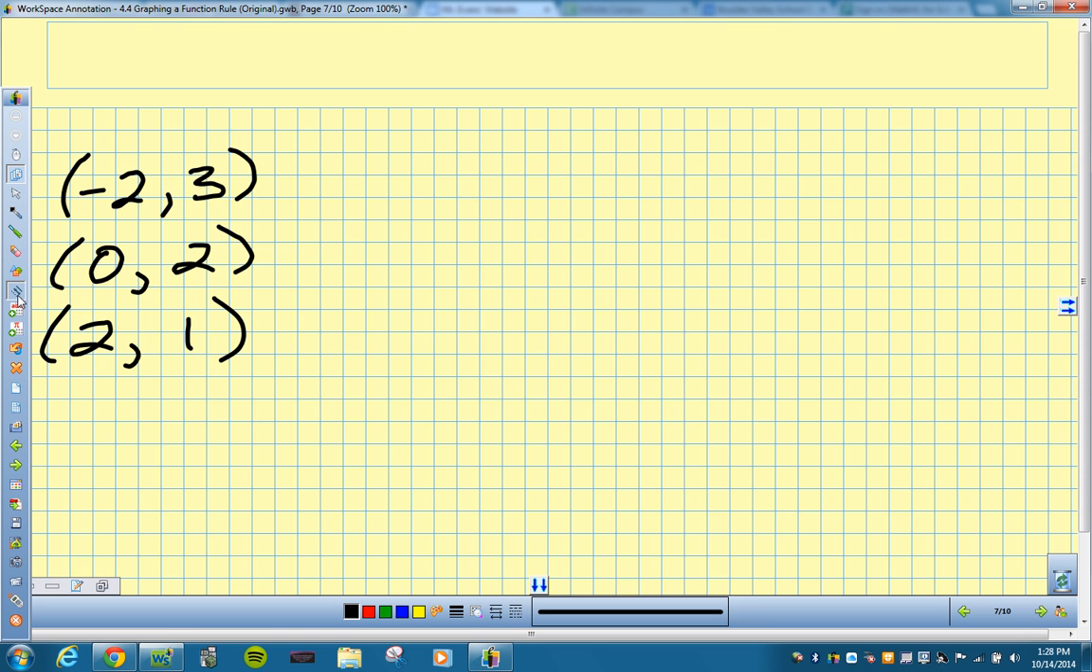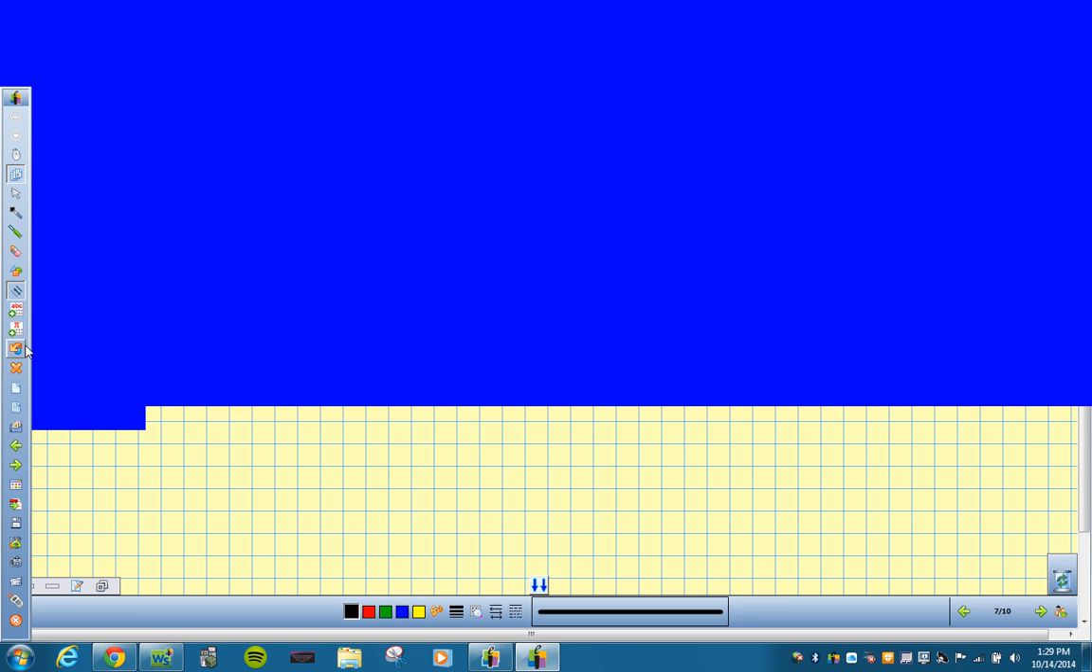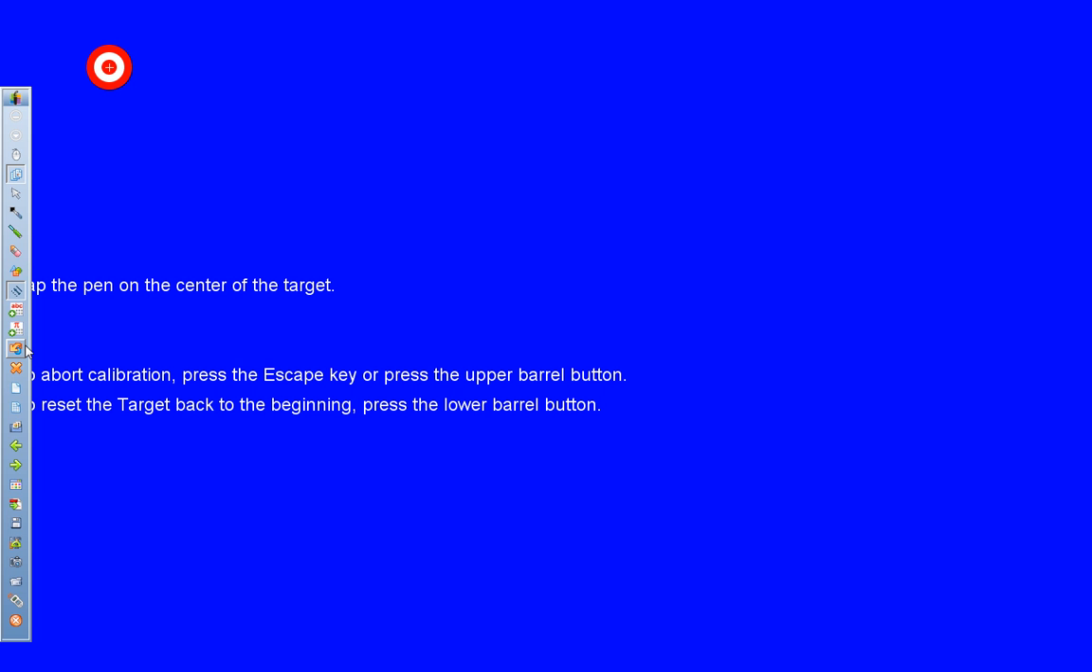So let's graph it. The calibration's a little off. I'm going to calibrate real quick. It's annoying when you graph and it's slightly off.